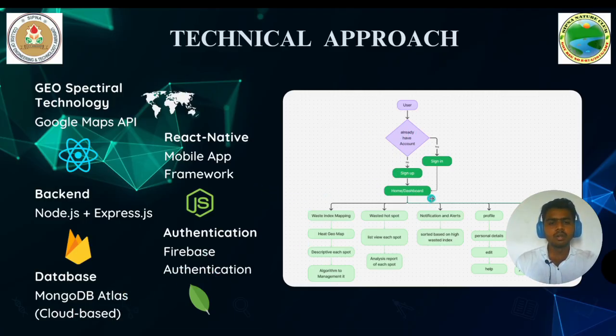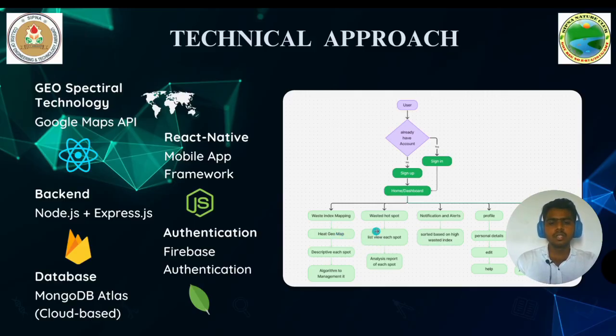Let's see how the user flow will occur in our system. First, the user logs into the system. From the home dashboard, the first thing they see is the waste index mapping. It shows a heat map where red represents a higher index of waste collected over a location, and green shows the lowest, the clean areas.